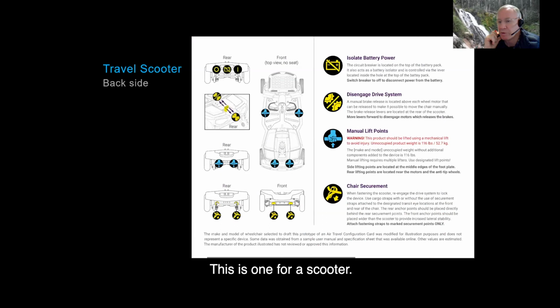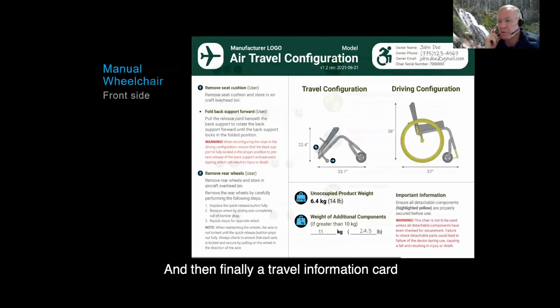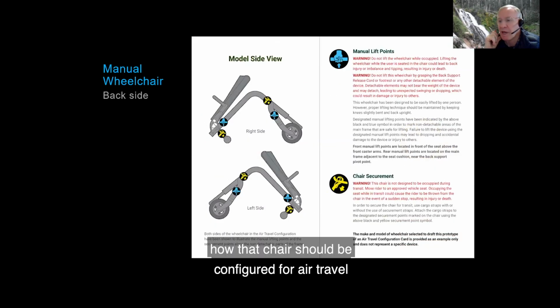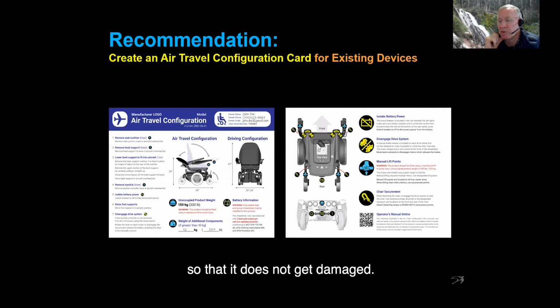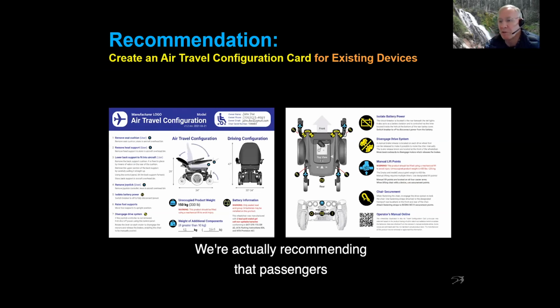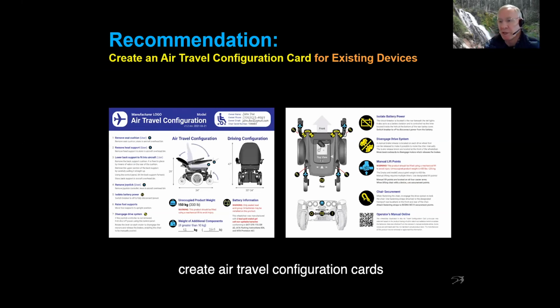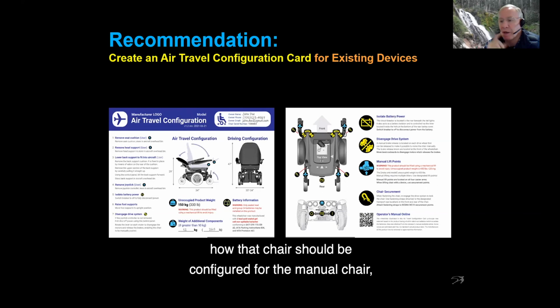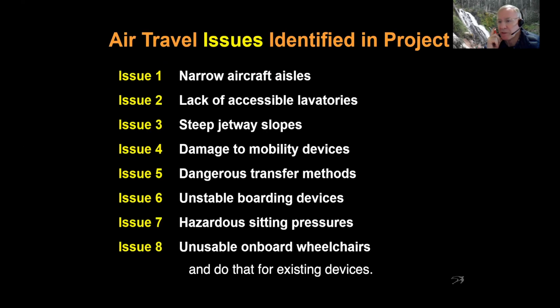So this is one for a scooter, and then finally a travel information card for a manual chair showing the handlers how that chair should be configured for air travel so that it does not get damaged. We're actually recommending that passengers create air travel configuration cards for their existing wheelchairs that will show how that chair should be configured, for the manual chair, and do that for existing devices.